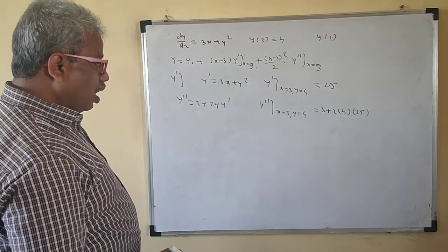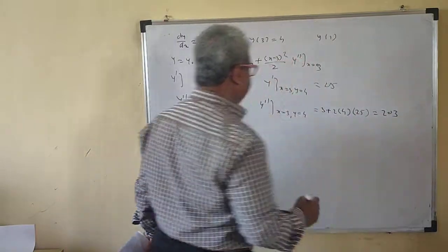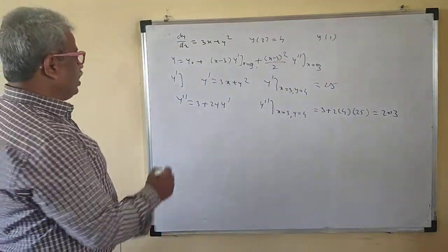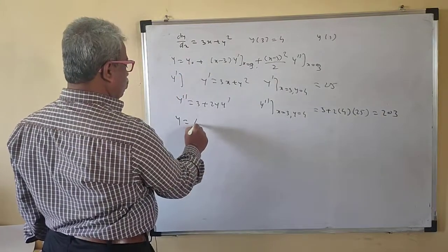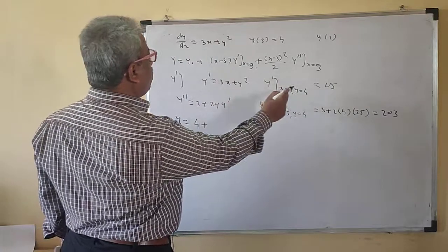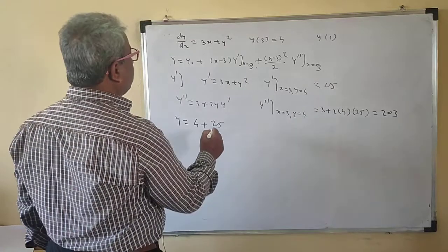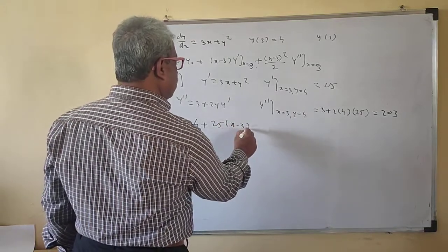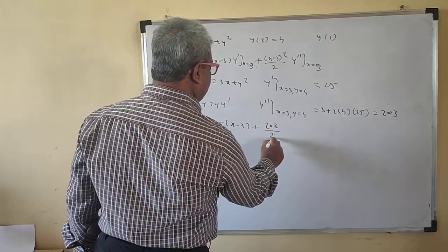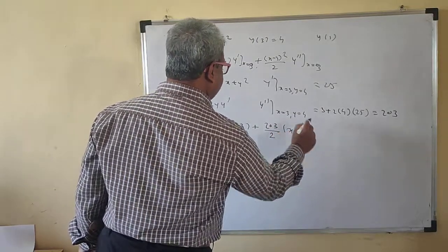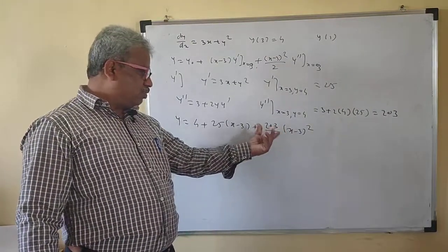Okay, so 100, 200, 203. This is 203. Okay, so what is there then? y is equal to y naught. What is your y naught? y naught is 4, plus y prime will be what? 25. So this is 25(x minus 3) plus 203 upon 2 factorial times (x minus 3) square. Okay, so you get a coefficient of (x minus 3) square here also.